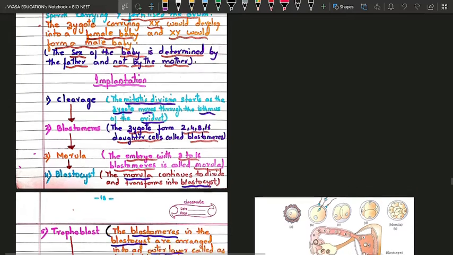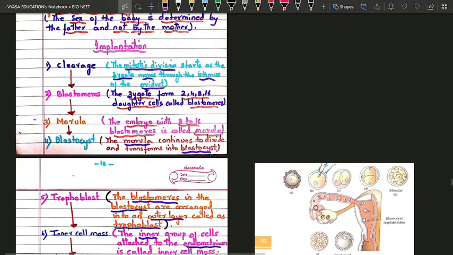Right. So what is implantation? Implantation means the embryo or the blastocyst adheres and attaches to the uterine wall. So first, I have made this short for you. The mitotic division starts as the zygote moves through the isthmus of the oviduct.